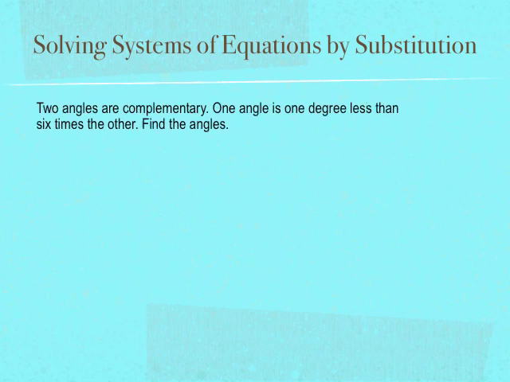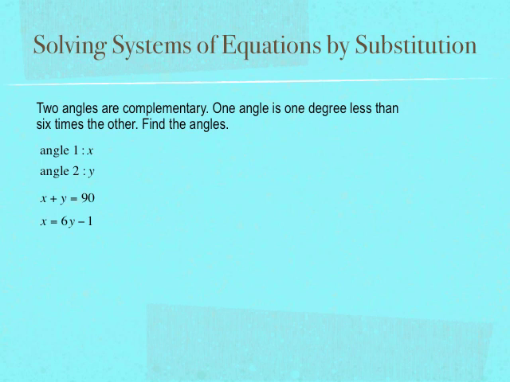One more story problem. Two angles are complementary. Okay, stop. What does complementary mean? Complementary starts with a C, so I'm talking about two angles that make a corner. Two angles that when I add them together give me 90 degrees. Okay, so for your key you might want to draw that. One angle is 1 degree less than 6 times the other. Find the angles. So angle 1 is x, angle 2 is y. I know x plus y equals 90, and x equals 6y minus 1.